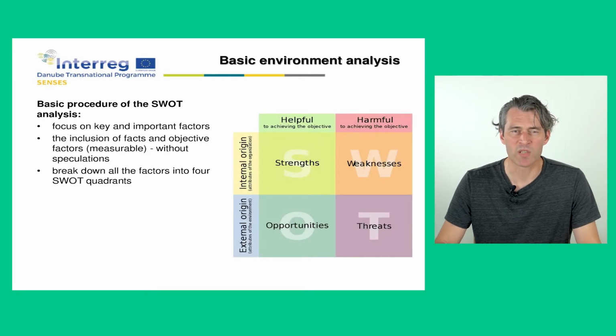This is the basic procedure of the SWOT analysis. We focus on key and important factors. We include facts and objective measurements, things that are measurable, things without speculation. And we break down all of these factors into the 4 SWOT quadrants.